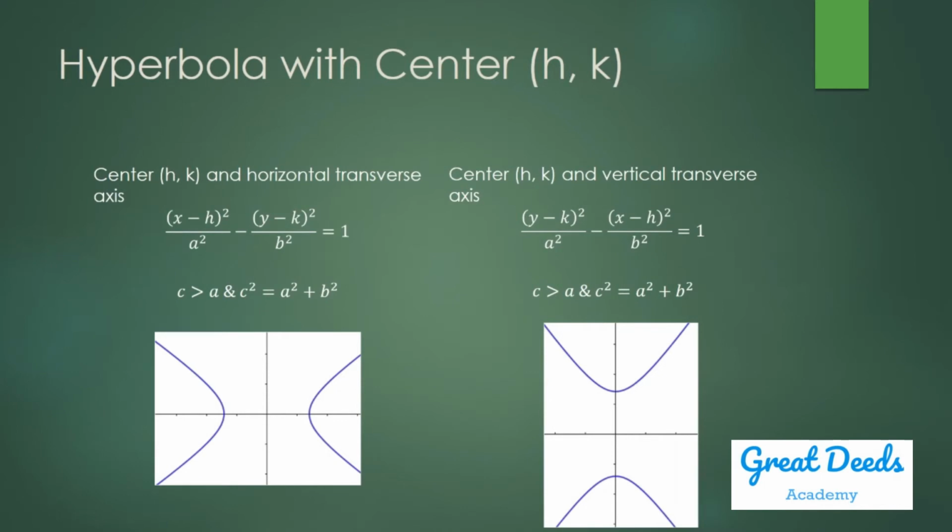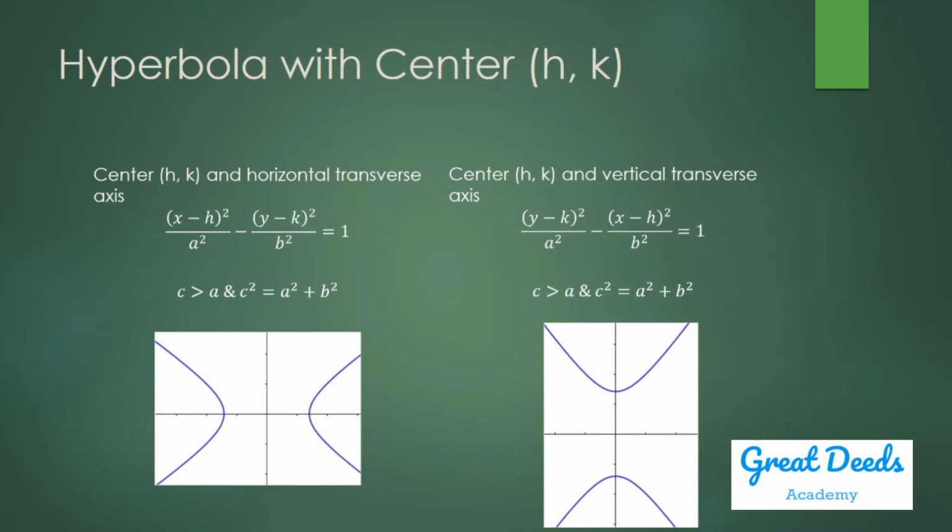So again, we have two sets of equations for a hyperbola. But of course, we are limiting our discussions to hyperbolas whose principal axis is either horizontal or vertical. There are hyperbolas where the principal axis is oblique, but we will not go there. So these are our two sets of equations for a hyperbola in standard form.